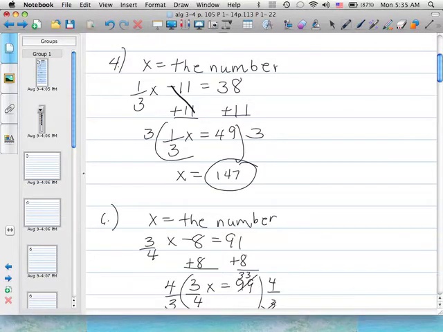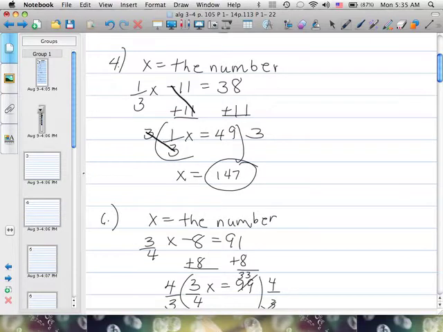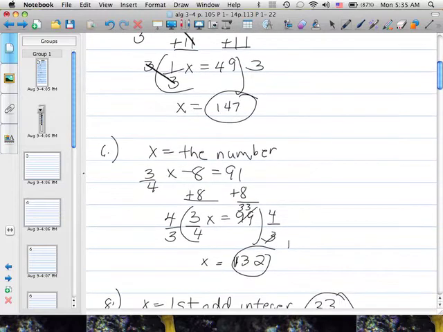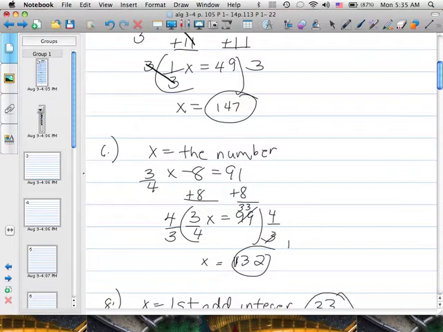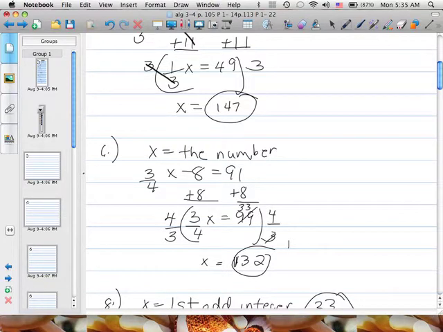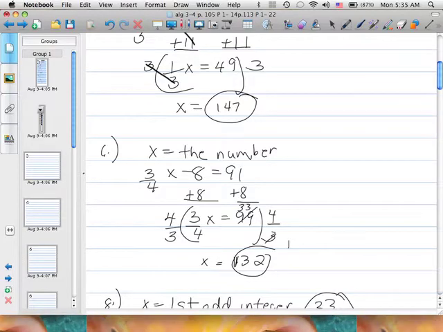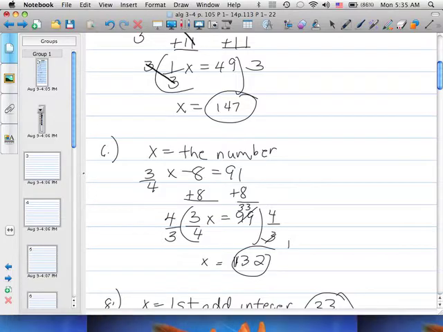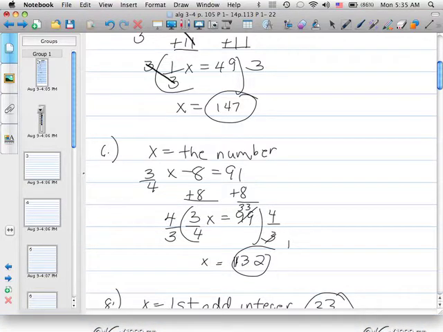Problem number 4: When 1/3 of a number is decreased by 11, the result is 38. Find the number. So we let the variable x equal the number, and we translate: 1/3 of a number, 1/3 x, decreased by 11, minus 11, equals 38. So we add 11 to both sides, undoing the subtraction first, and that cancels out, and we get 1/3 x equals 49. Using the reciprocal of 1/3, multiply both sides by 3. The 3 times 1/3 cancels, leaving us x, and 3 times 49 is 147.